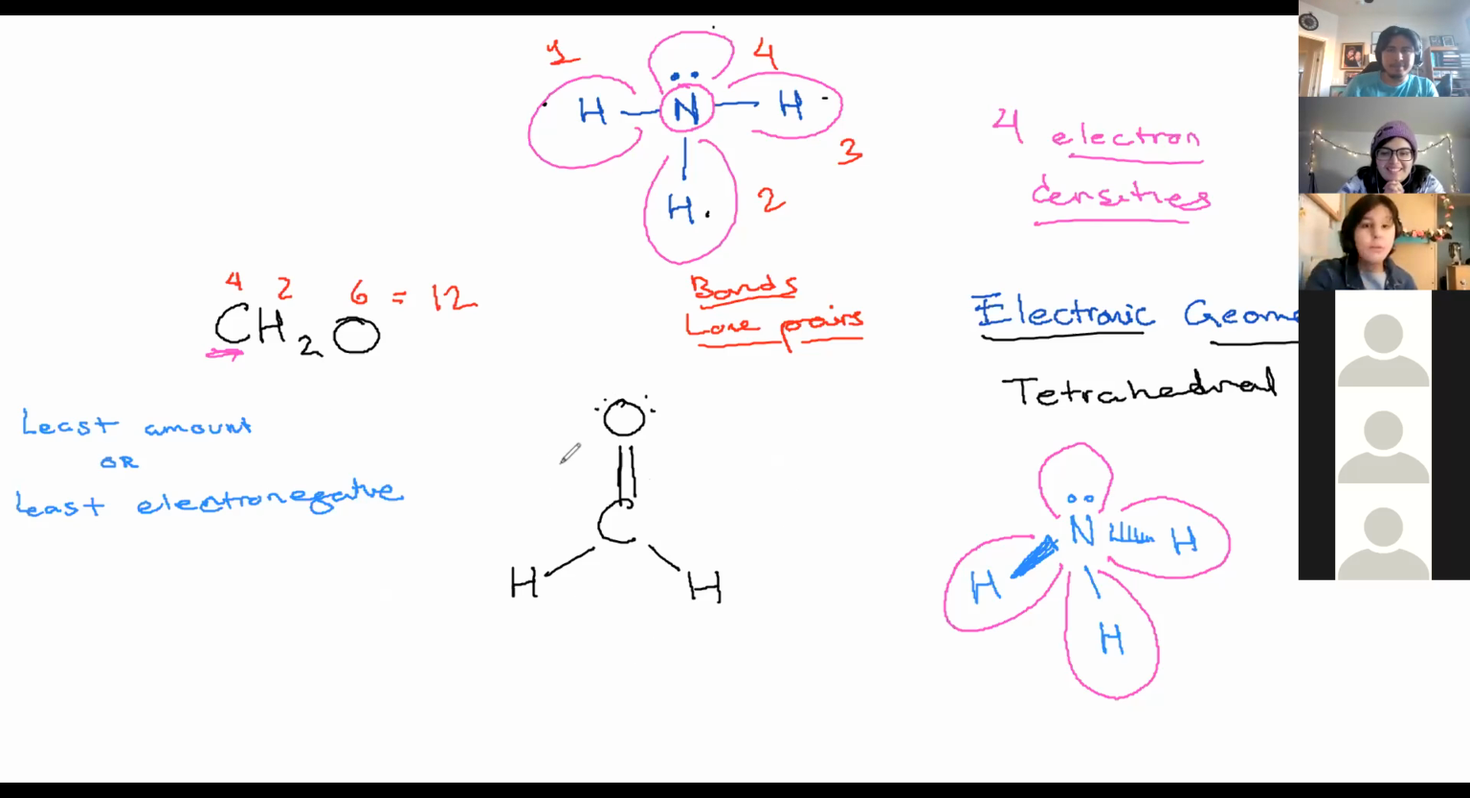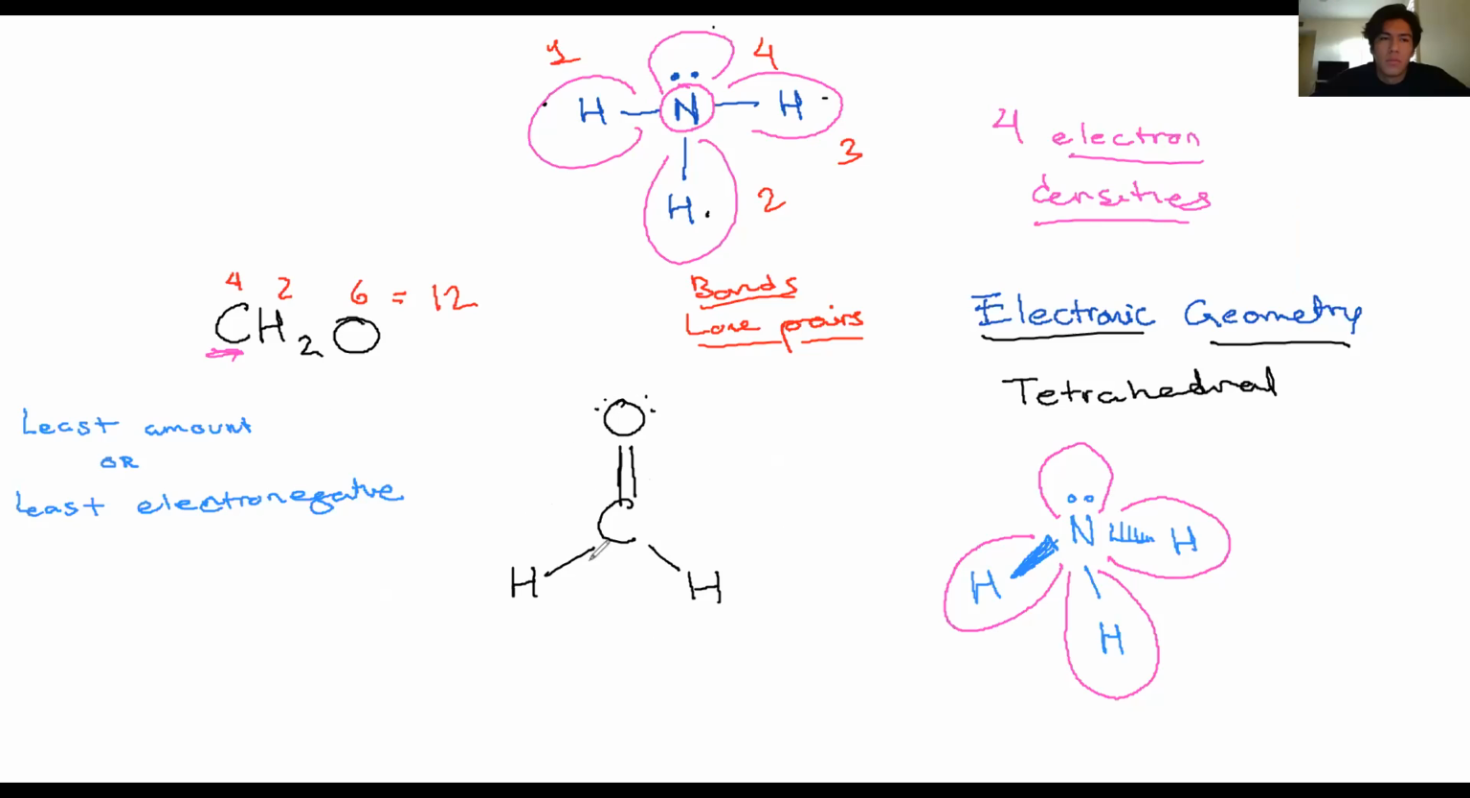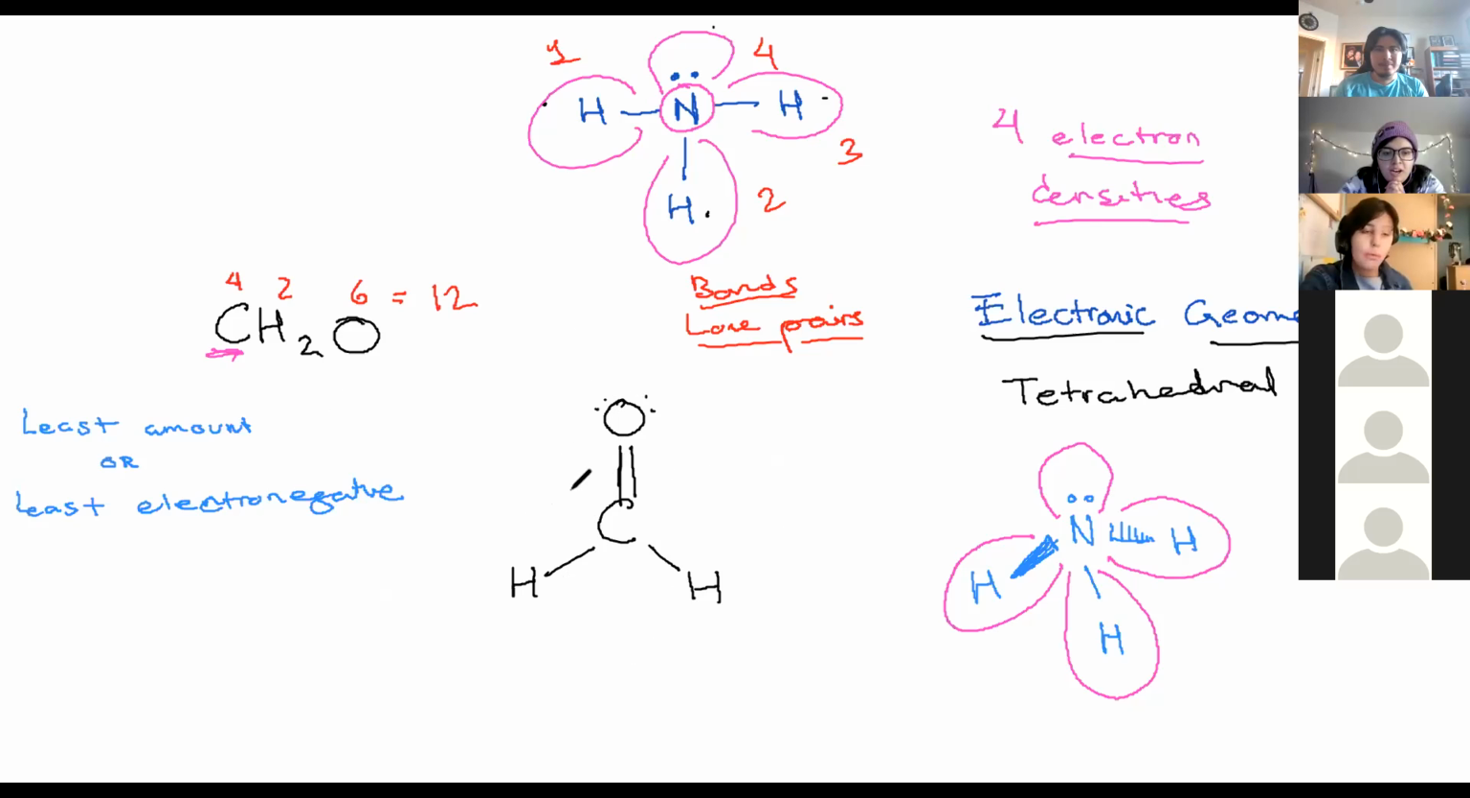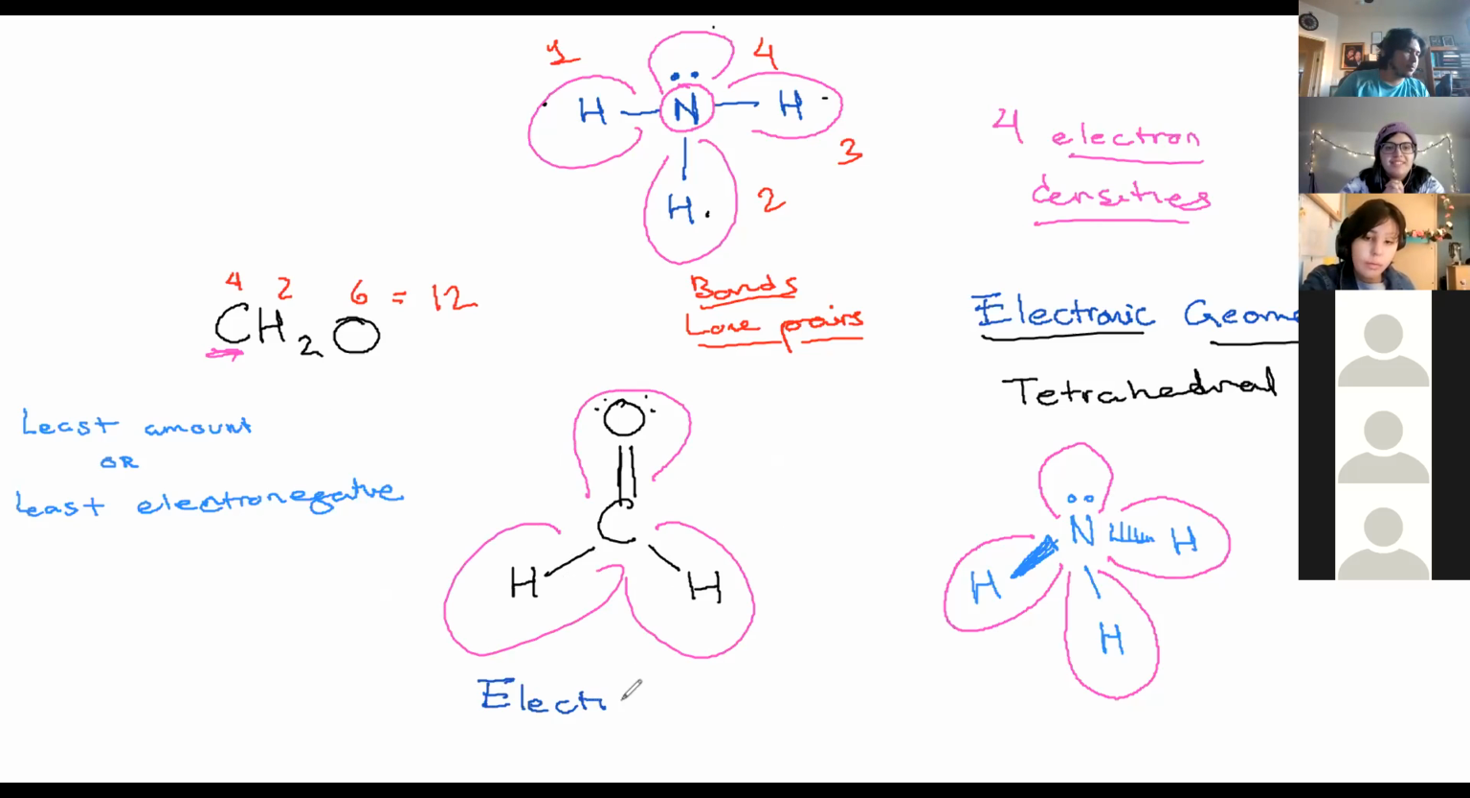So how many electron densities do we have around CH2O? 3. 1, 2, 3. What is the electronic geometry? Trigonal planar. Exactly, right? I like to call it trig planar.